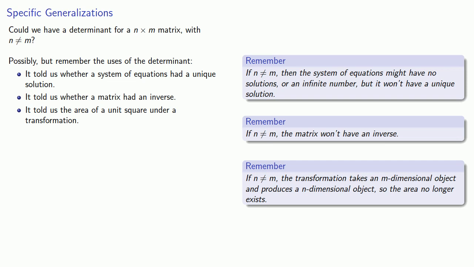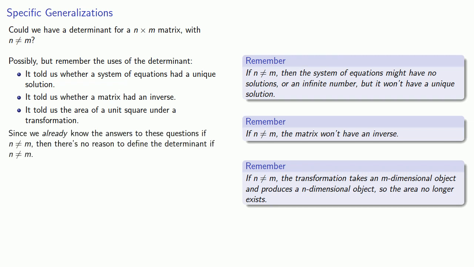And so, in some sense, we already know the answer to these questions. And since we already know the answers to these questions if n is not equal to m, there's no reason to define the determinant for n not equal to m. And so that means determinants only make sense for square matrices, and so this leads to our definition.